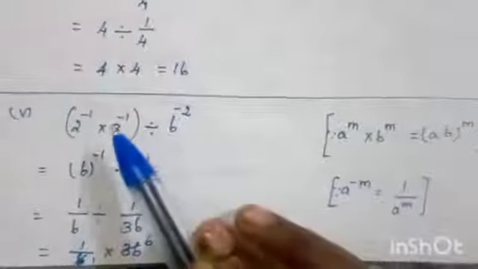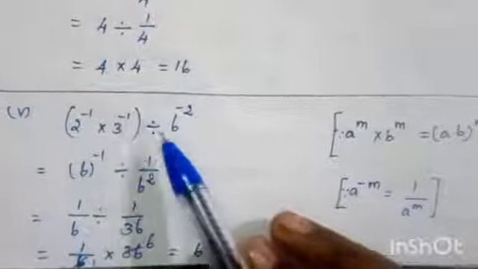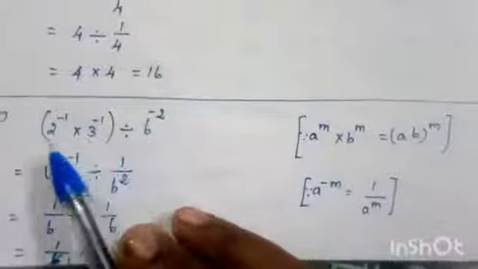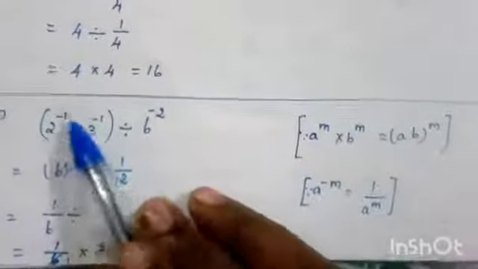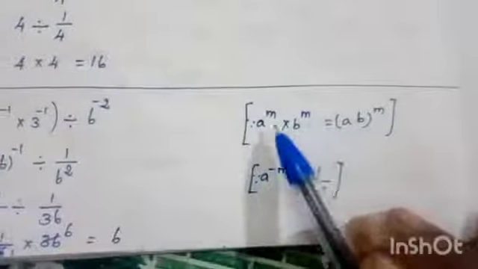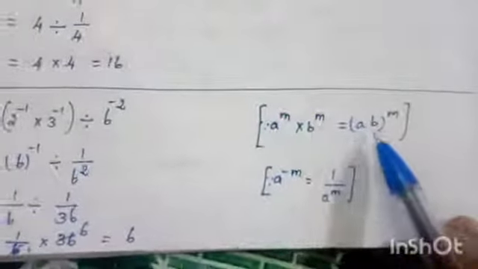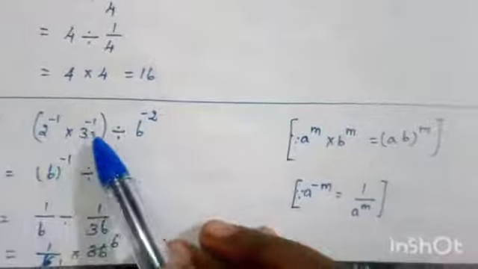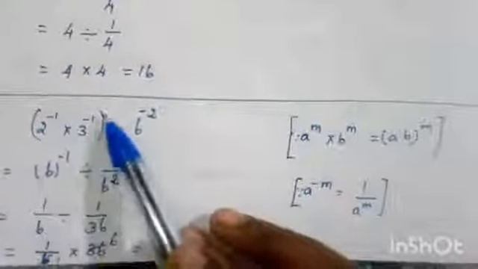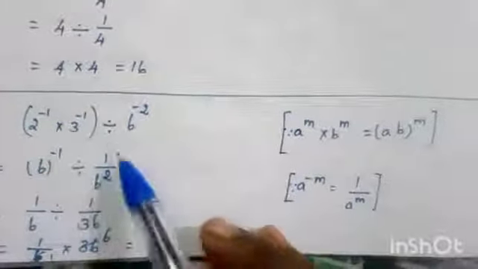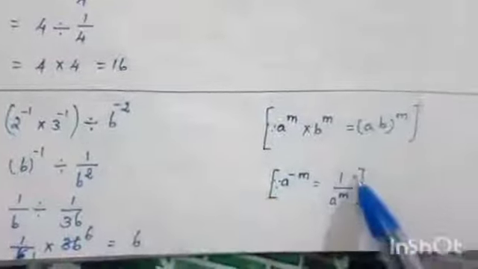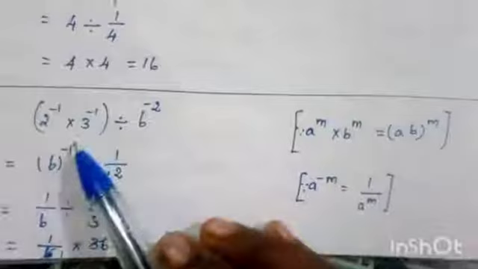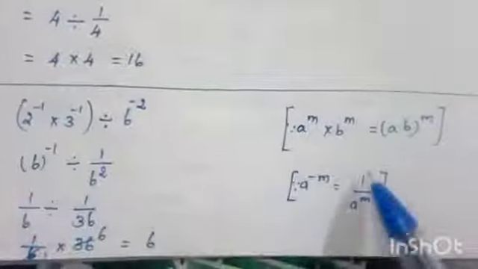Next, fifth problem, 2 power minus 1 into 3 power minus 1 divided by 6 power minus 2. Here the bases are different, 2 and 3, but the powers are the same. So we use the rule a power m into b power m equals ab whole power m. So ab means 2 threes are 6, with the same power minus 1. Divided by 6 power minus 2, which is written as 1 by 6 square.